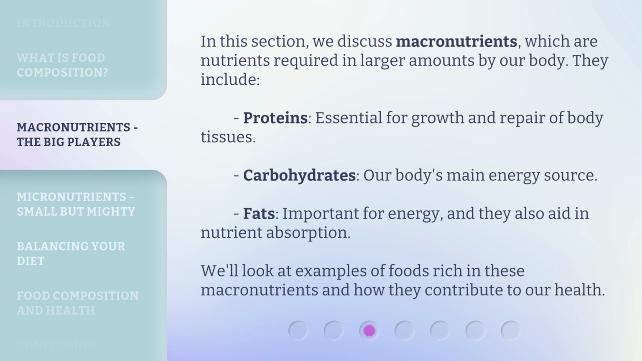In this section, we discuss macronutrients, which are nutrients required in larger amounts by our body. They include proteins, essential for growth and repair of body tissues; carbohydrates, our body's main energy source; fats, important for energy, and they also aid in nutrient absorption. We'll look at examples of foods rich in these macronutrients and how they contribute to our health.